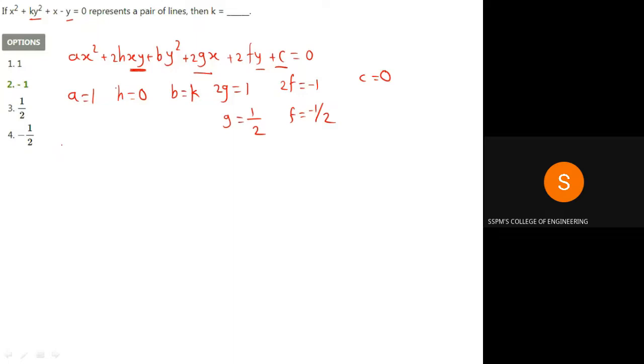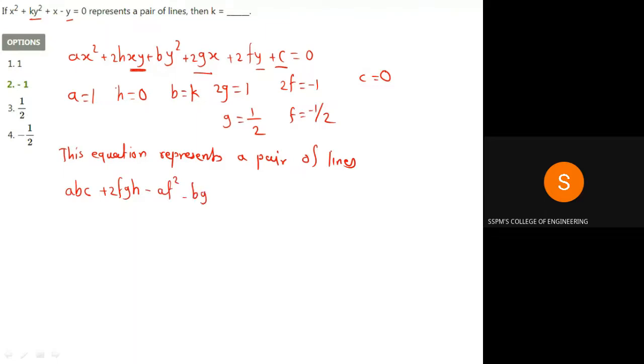So again, as we already used, what we can say about these equations? The given equation represents a pair of lines. As it represents a pair of lines, we can write abc plus 2fgh minus af square minus bg square minus ch square is equal to 0.